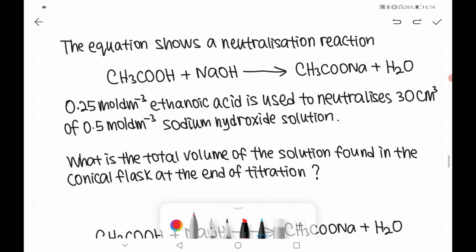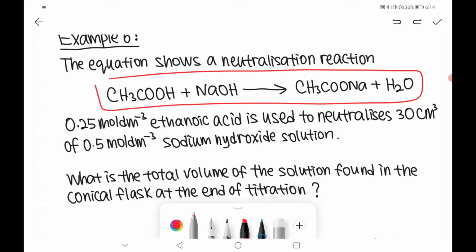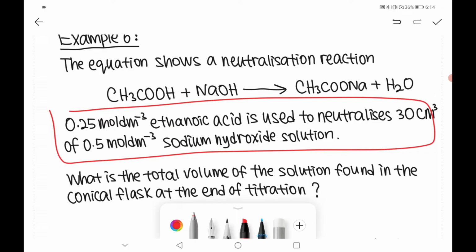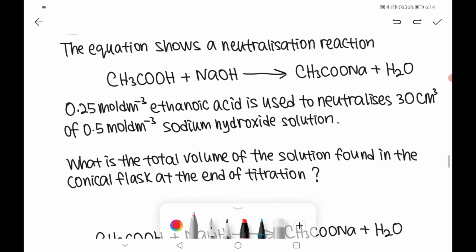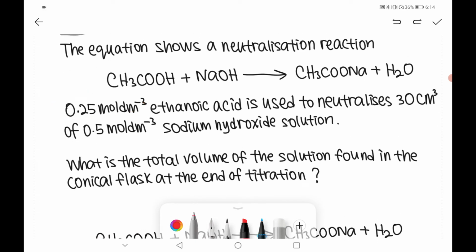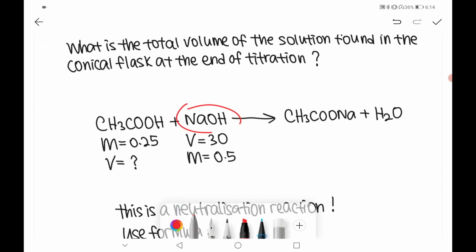The question asks, what is the total volume of the solution found in the conical flask at the end of titration? So what should we do? Again, step by step. We have the chemical equation. We put all the information here. We know the molarity of acid, which is here. We know the volume of alkali, sodium hydroxide, and we also know the molarity of the alkali. Sodium hydroxide is the alkali. We know the volume and we know the molarity. We are not given the volume of the acid.